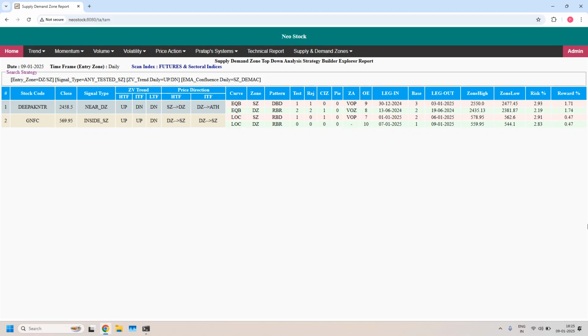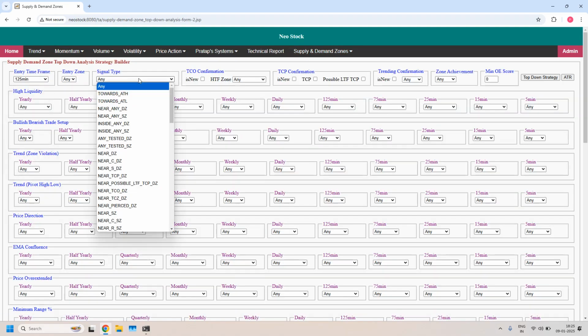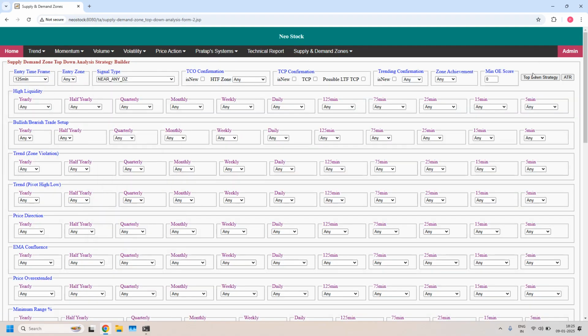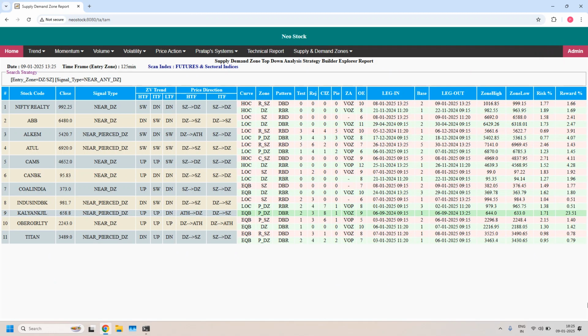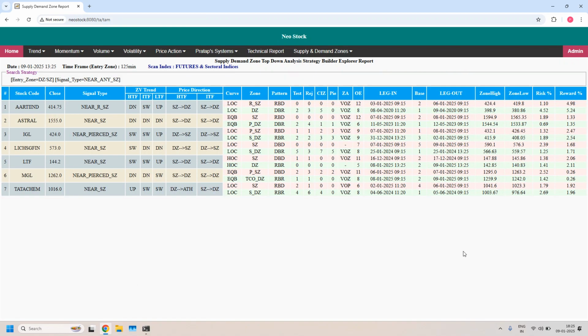So this is about daily time frame. The next time frame is 125 minutes. Stocks near 125 minutes demand zone. We got 11 stocks. Next, 125 minutes time frame. Stocks near 125 minutes supply zone. We got 7 stocks.